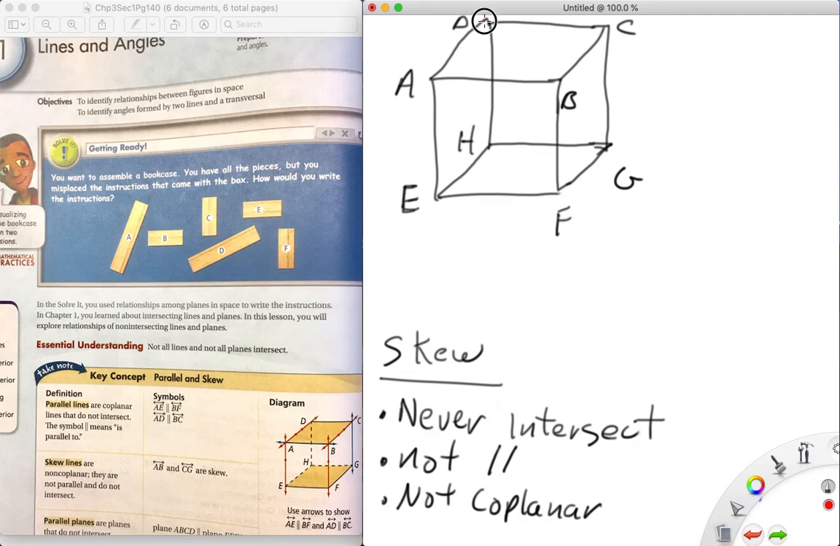There's other skew lines as well. We can say DC and AE. This guy is in the front, this guy is in the back. They're never going to intersect. This guy is going left to right, this guy is going up and down. They are skew lines. We can say FG and DH can also be considered skew. DH is going up and down. FG is going left and right. FG is to the right. This guy is to the back. They're never going to intersect. These guys are skew.